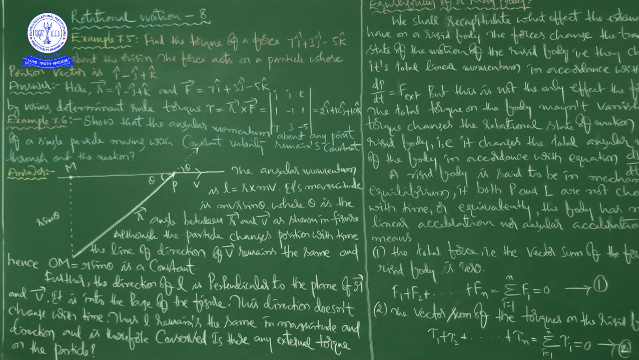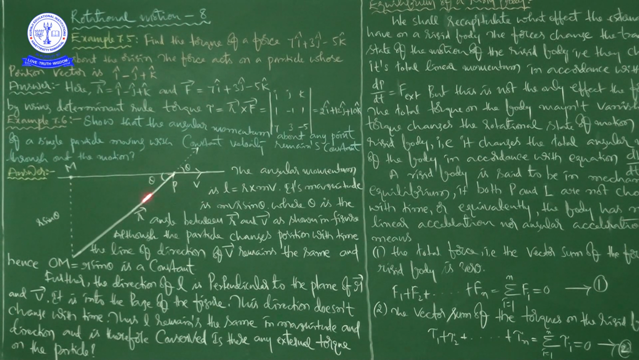Is there any external torque on the particle? So we talked about the magnitude of angular momentum and the direction of angular momentum, whether the direction is changing with time or not, everything is okay. And at last, I already told you, angular momentum remains the same in magnitude and direction and is therefore conserved. Like the law of conservation of angular momentum. The problem is over. But here we had a little question: is there any external force on the particle?